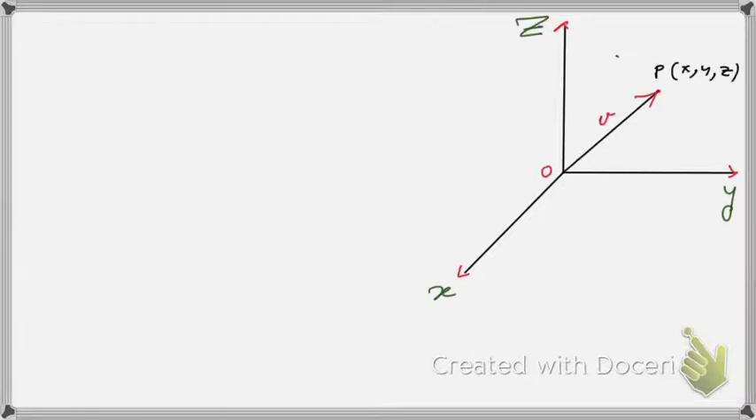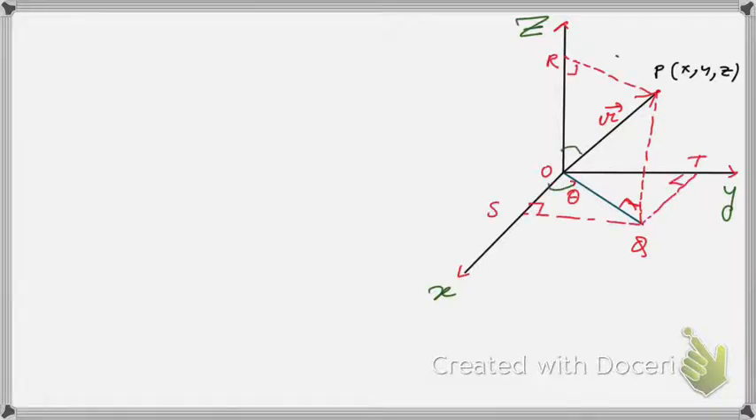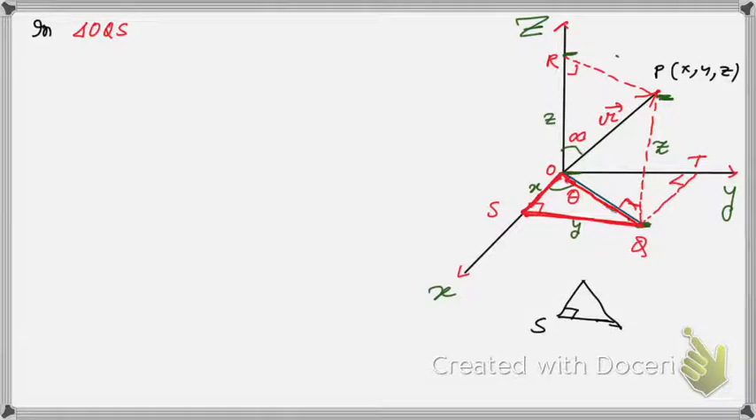So let me redraw the diagram. Let me draw it again on this slide, because one slide was not enough for the whole thing. So this is the diagram we have drawn in the previous slide, right? So now you see, let us take the triangle OQS. If you take this triangle OQS, here S is the right angle, this triangle we have taken, right?